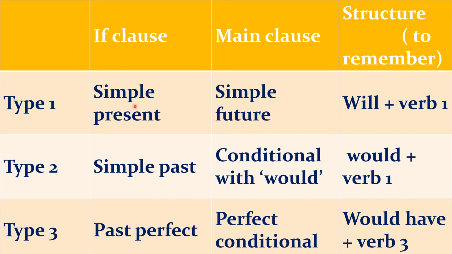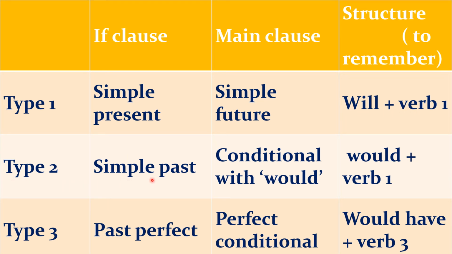Type 1: simple present tense in the if clause. In the main clause, simple future tense: will plus V1. Most probably we use will or shall plus V1, that is the present form or base form of the verb. Type 1: simple present, simple future, that is will or shall plus V1.